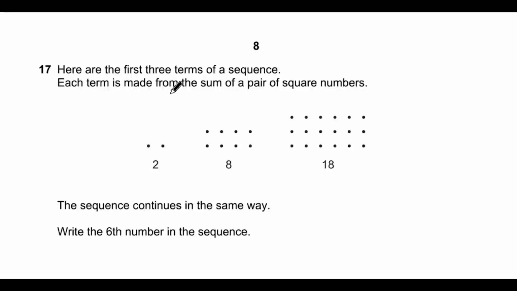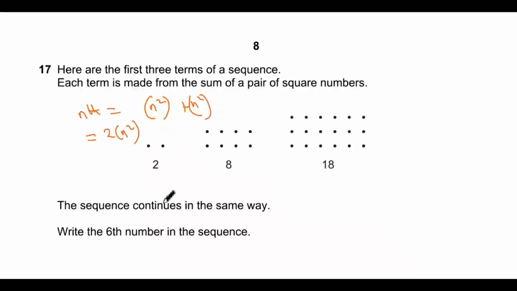Here are the first 3 terms of a sequence. Each term is made from the sum of a pair of square numbers. So the nth term: a square number will be n squared, that is 1 squared, 2 squared, 3 squared, 4 squared. But it is made from the sum, so you must have a square number and add it together. So you can say n squared plus n squared. But instead of this, you can simply write 2 times n squared. So this will be the nth term.